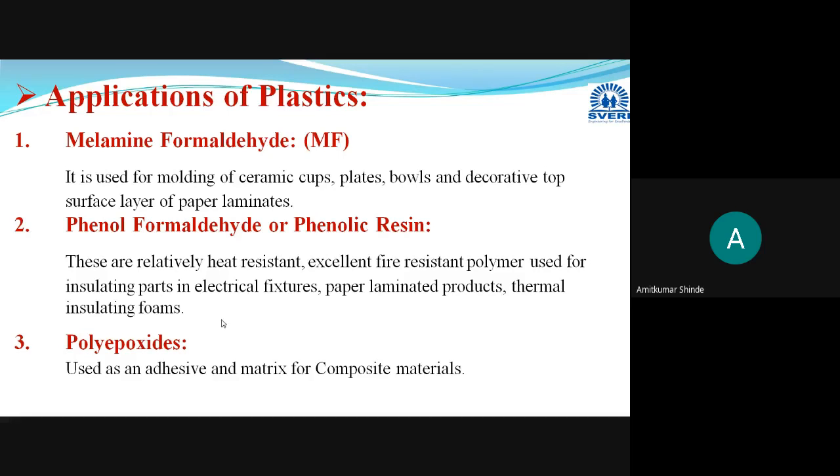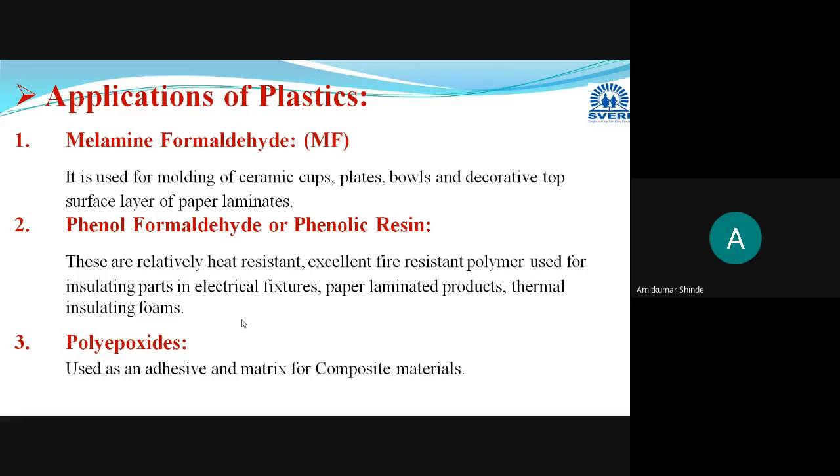After this, the next is polyepoxides. These polyepoxides act as an adhesive material. Adhesive means it helps to join two different materials. And it is very helpful for making different composite materials.